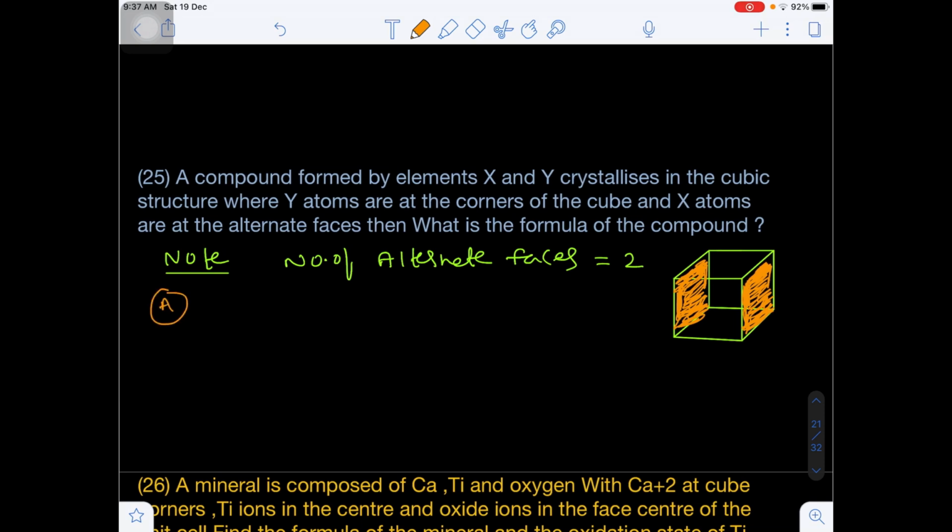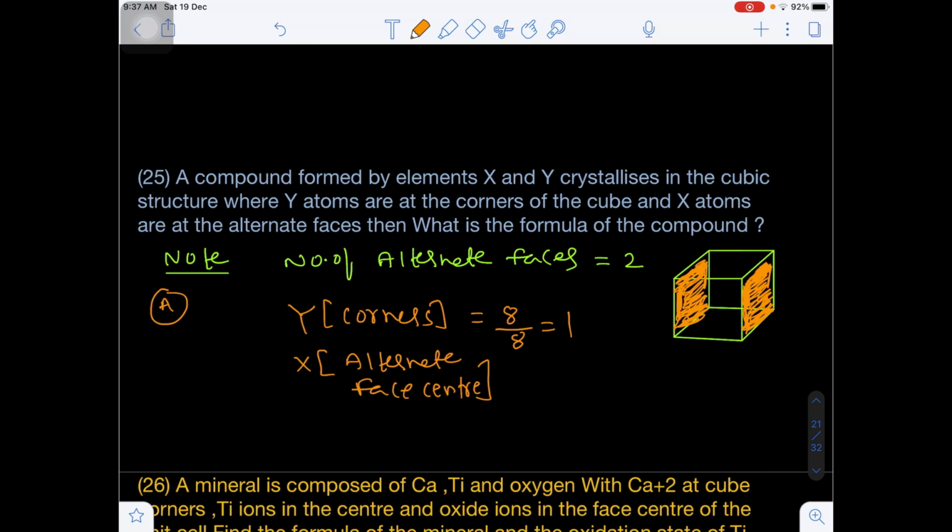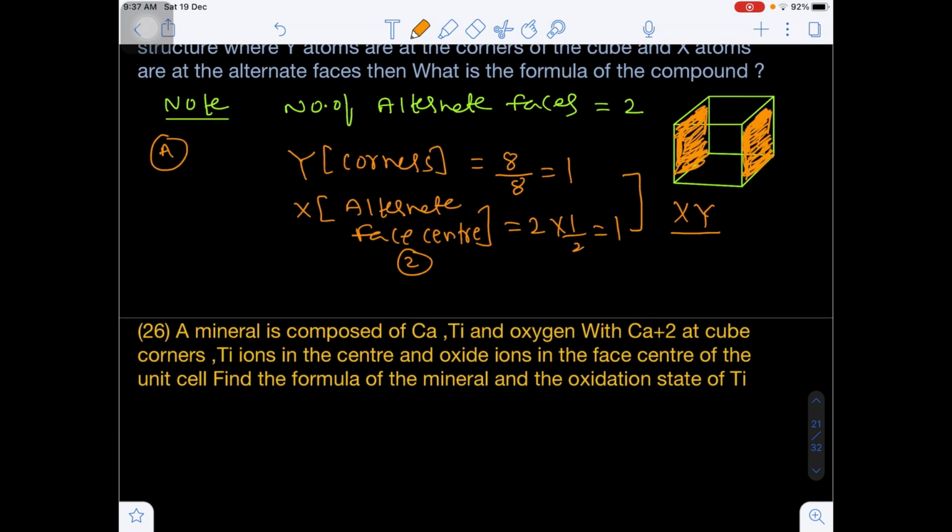Okay. Now the question is, Y atoms are located at corners. Do you know there are total 8 corners? Into contribution will be 1 by 8. So 8 into 1 by 8, that is 1. Now what about the X? X is located at alternate face centers. There are only 2 alternate face centers. So contribution of a face center will be 1 by 2. So here also X value is 1. So the empirical formula will be 1:1 ratio. That is XY.